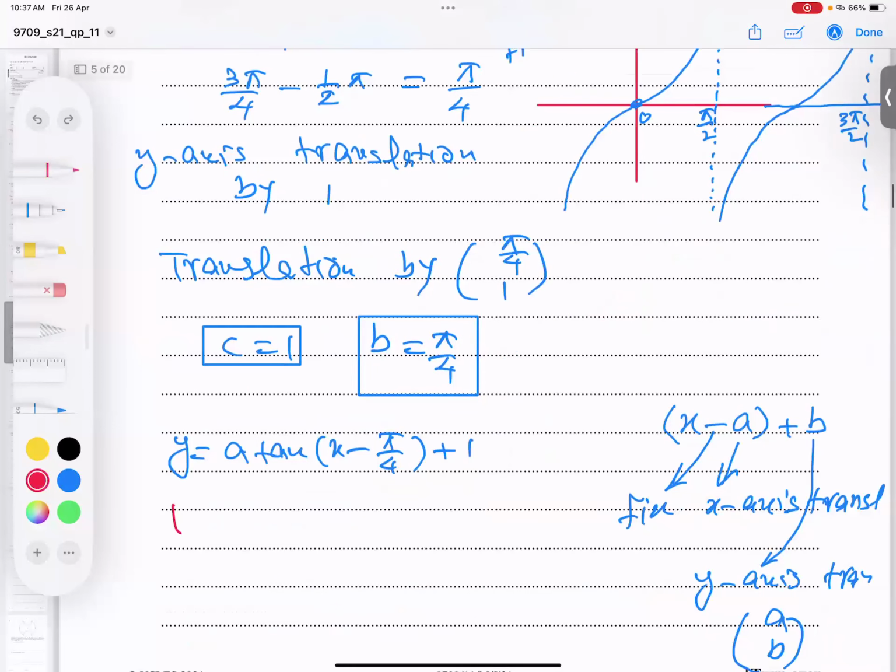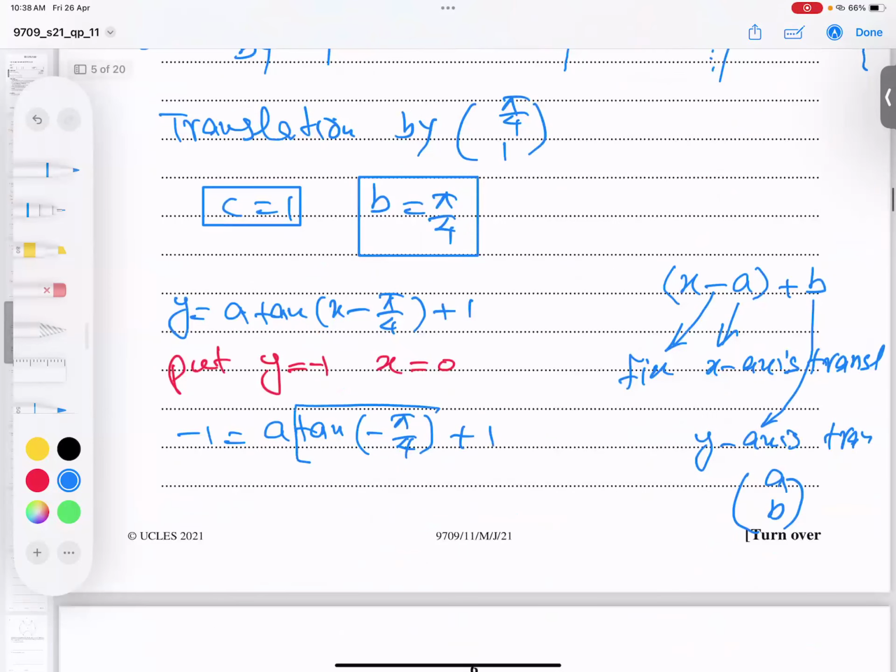Now, students, I put Y is -1 and X value is 0. When I plug in -1 here, -1, A times tan. And when I put 0 here, I get only minus pi by 4, tan plus 1. You type this in the calculator, it gives you -1. So A goes there and this -1 goes on the other side and I got A is equal to 2. I believe you got the point.